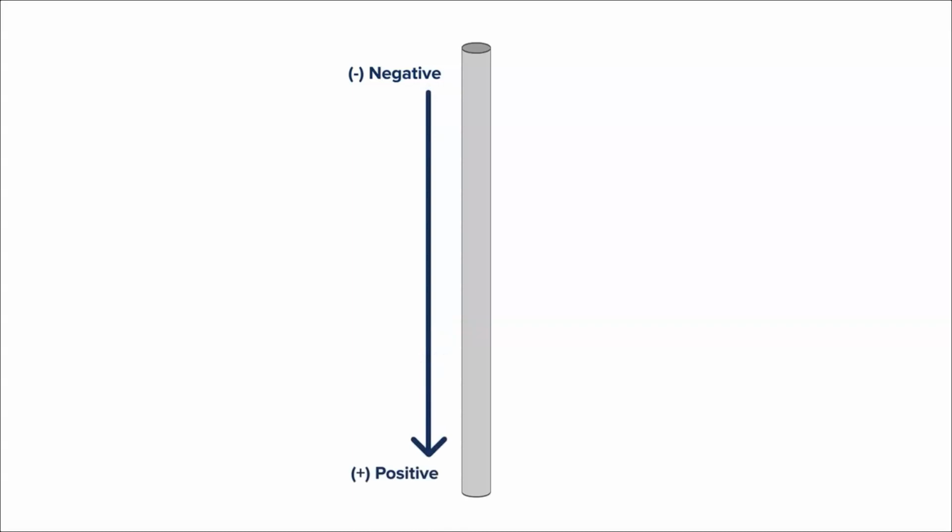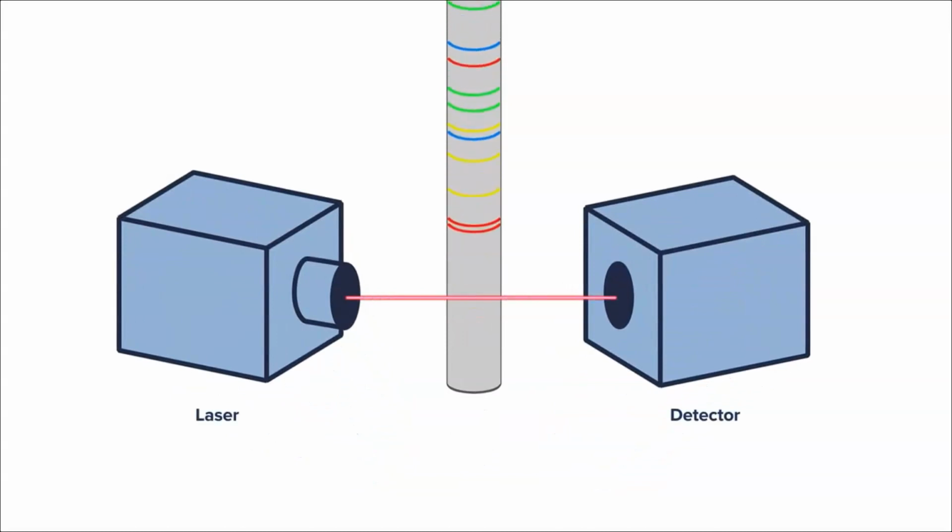Let's look at what happens inside one of these tubes. An electric current is applied to the tube so that the negatively charged DNA will move down the tube to the positive end. The shortest segments of the DNA move through the tube the fastest, so they reach the bottom of the tube first. Near the bottom, a laser beam passes through the tube, making the fluorescently tagged nucleotides glow as they pass through it.